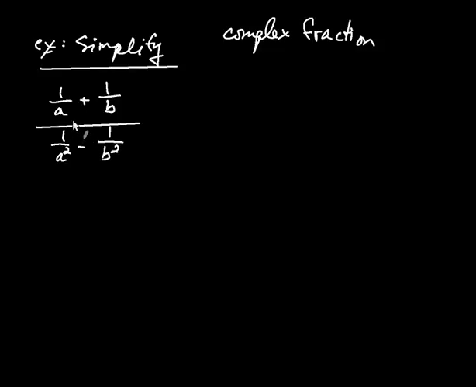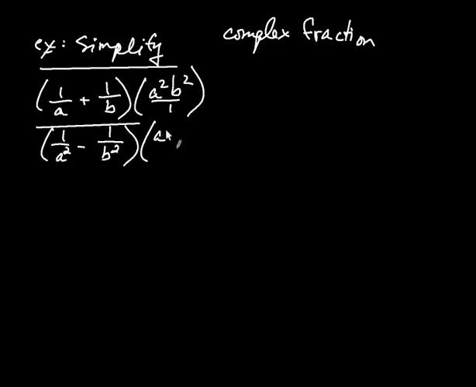So what are the little denominators? Well, a, b, a squared, and b squared. And the LCD of all the little denominators is a squared b squared. What you then do is take that a squared b squared and multiply top and bottom by that. So a squared b squared over 1 for the numerator, and the same thing for the denominator. This is a very common algebraic technique.